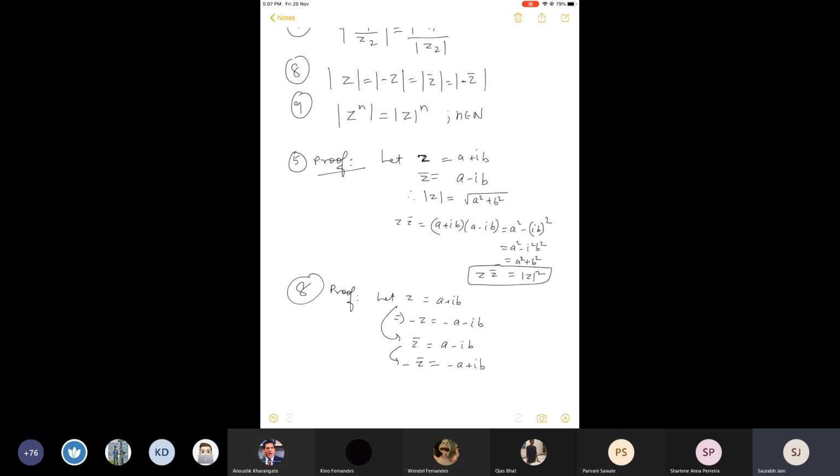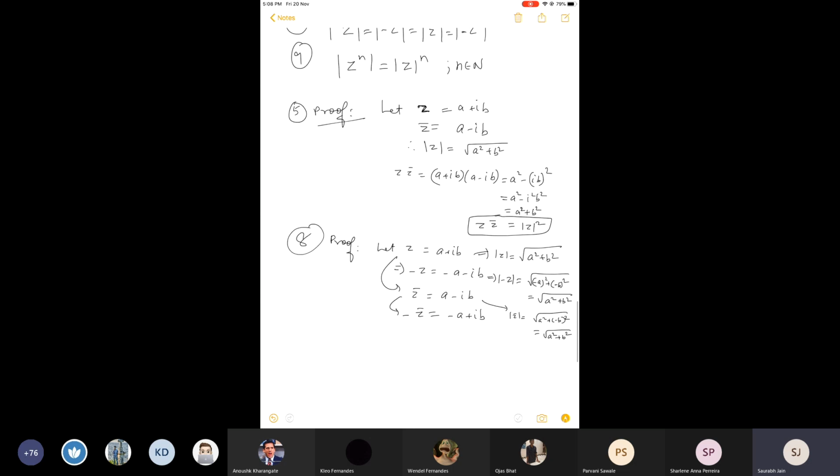Now what is the property? If we come back to the property, their modulus are the same, which is obviously true. What is mod Z? Under root A square plus B square. How will you write mod of minus Z? Minus A whole square plus minus B whole square. This again will be equal to root A square plus B square. How will you write mod of Z bar? This will also be the same, A square plus minus B whole square. So all the values will come out to be the same, all of them equal to under root A square plus B square.